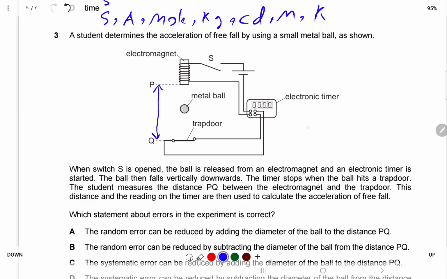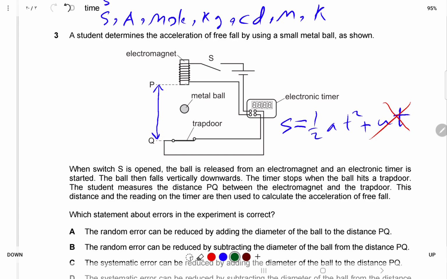Of course, to calculate acceleration of free fall, he needs the equation S equals half A T squared plus U T. Since this ball falls from rest, you can ignore U T. Now, what is needed here to calculate the acceleration of free fall? You need the distance fallen by the ball, and you need the time. The time you can take from the timer, and the distance fallen you can take from measurement on the diagram. So let's see here what we have.